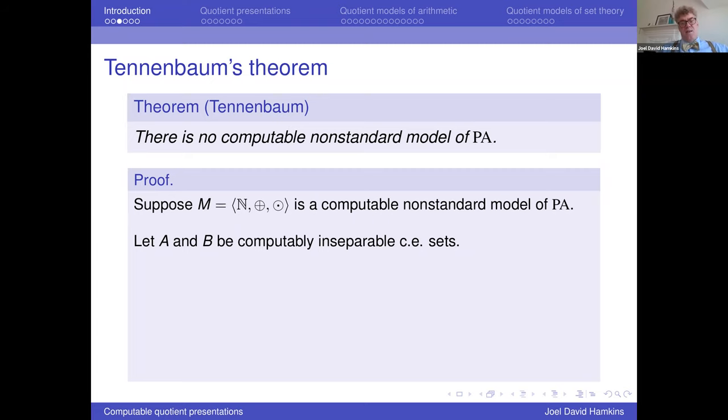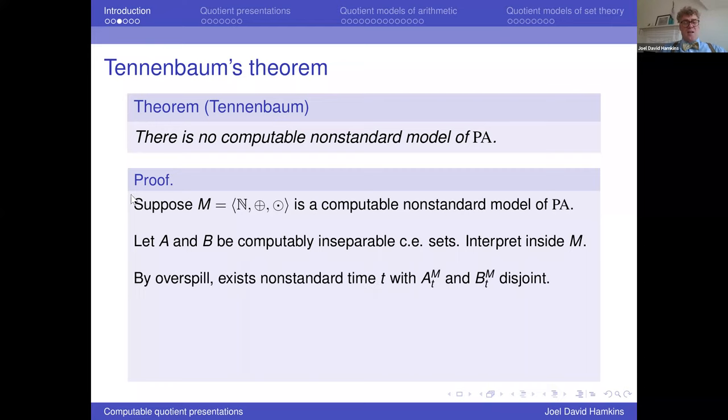So we fix these sets and then we interpret them inside M. Of course, they're computably enumerable, so there's a program for each of them that enumerates them, and I can run that program inside this non-standard model. Now in the non-standard model, they might no longer be disjoint, because maybe the non-standard model puts some numbers into both of them. But at the standard finite stages of the enumeration procedure, the non-standard model will agree with our enumeration procedure, and so they'll be disjoint at standard stages. And so in particular, by overspill, there must be some non-standard time t where the numbers that M thinks have been enumerated into A and the numbers that M thinks have been enumerated into B are still disjoint.